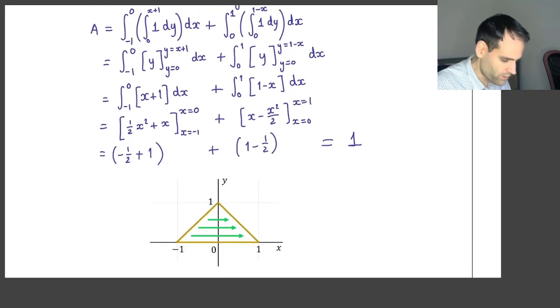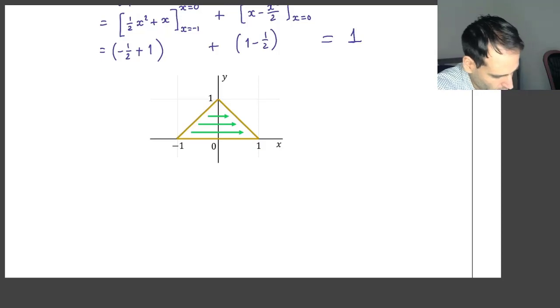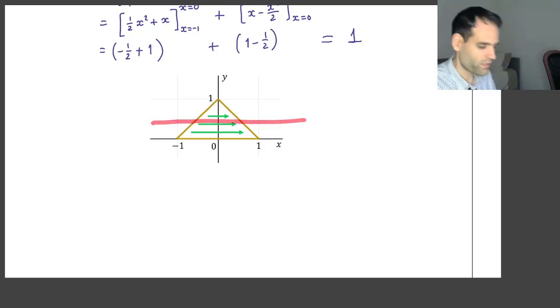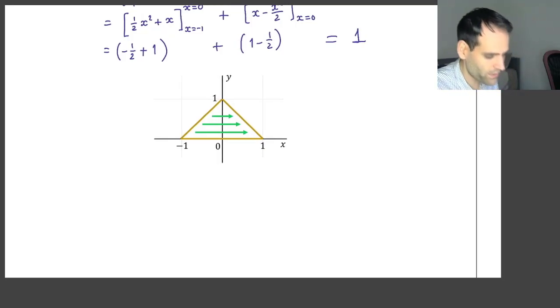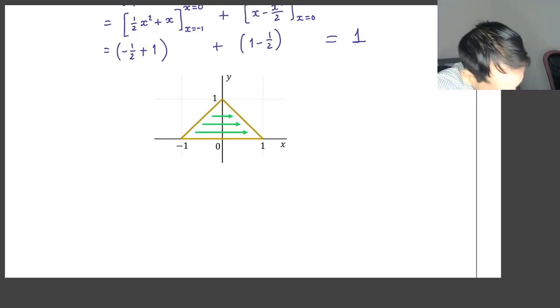Now, let's choose the other way of doing it. Let's choose to integrate first along x. And you will immediately see that this is easier because we don't have to split the region of integration into two. Because now the lower limit, so what will be the lower and upper limits?